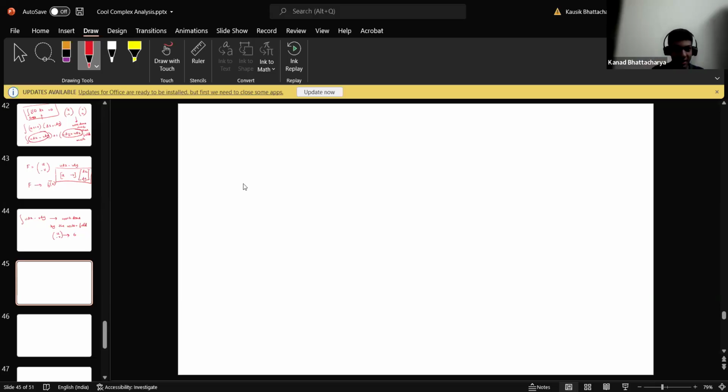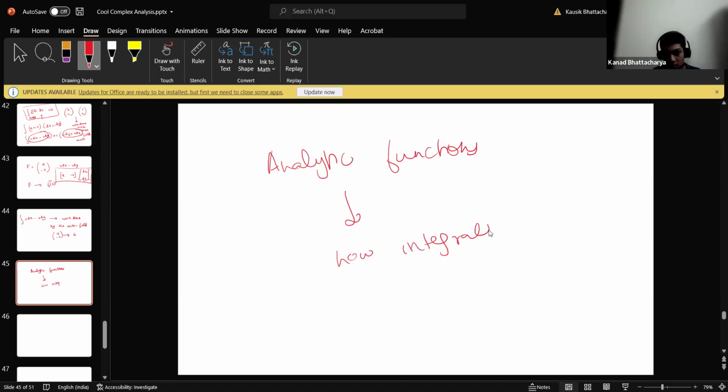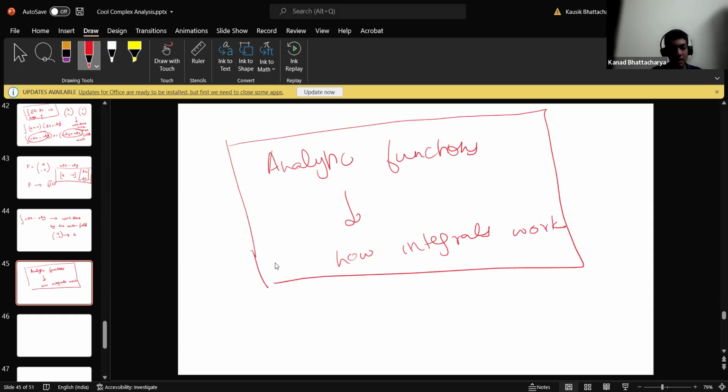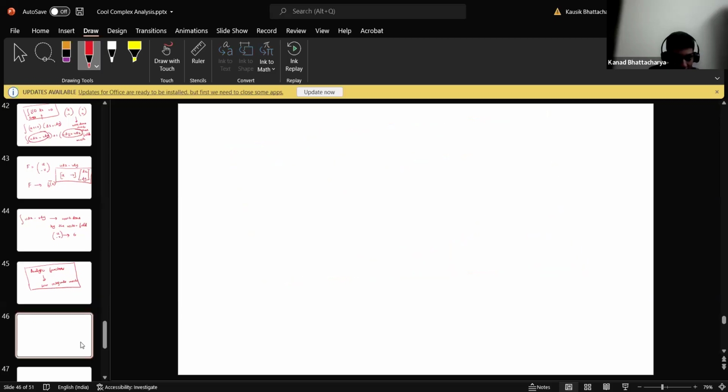Another interesting property of these analytic functions, when you look at how integrals work, is that you can actually express the derivatives of an analytic function in terms of integrals of it. So what do I really mean by that? I'll just finish it off with this topic here. I guess my class is going on for a little bit extra.